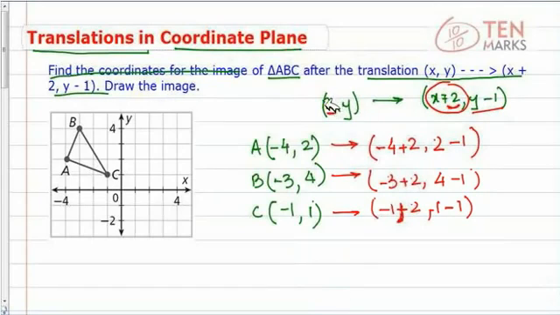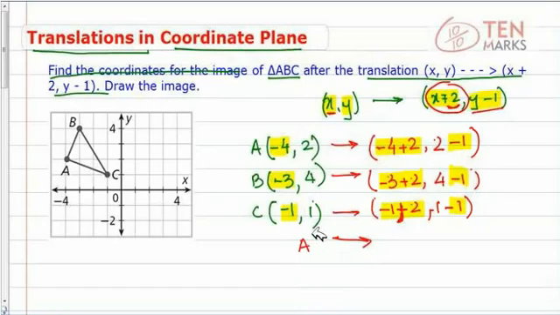Notice all we did was learn the rule: x can now be changed to x plus 2. So whatever value of x existed, we add 2 to it to get the new coordinate. And whatever value of y existed, we take away 1 from it. That's what we've done. So let's figure out what the new coordinates are.